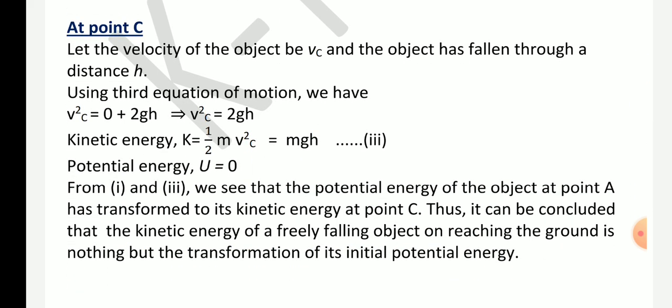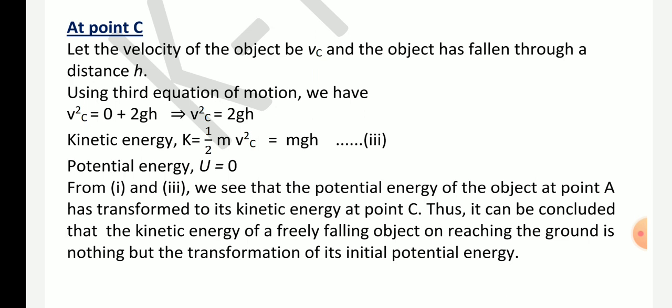At point C, the velocity of the object is vc, and the object has fallen through a distance h. Using third equation of motion, we have vc square is equals to 0 plus 2gh, which is equals to 2gh. Kinetic energy 1 upon 2 mvc square, which is equal to mgh. Let this be equation number 3. Potential energy, that is U, is 0.